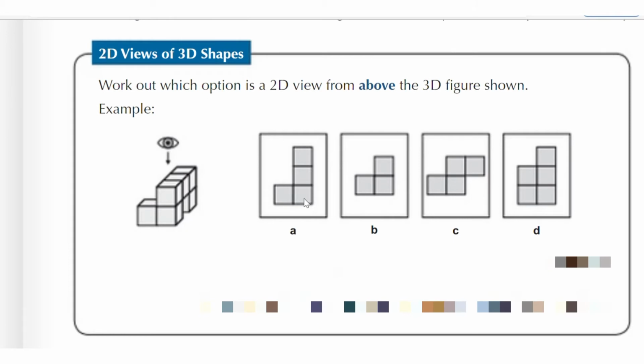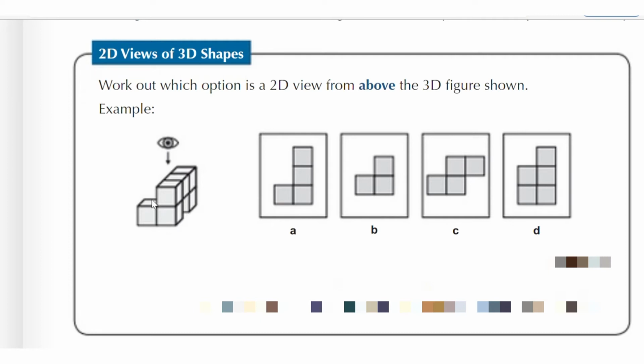2D views of 3D shapes. Work out which option is a 2D view from above the 3D figures shown. So you have this 3D figure shown. When you look, your eyes are from above, just like you are the drone. If you're a drone and you're looking at the building down, how would you see it? And that's the question. So we can see straight away there is a space in there.